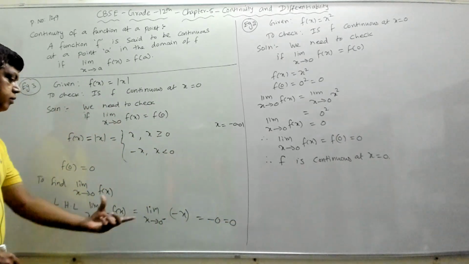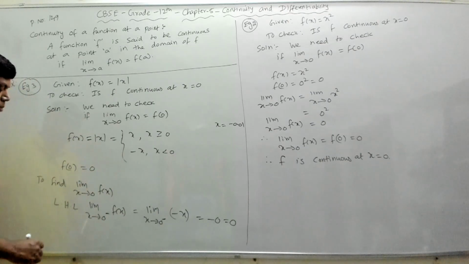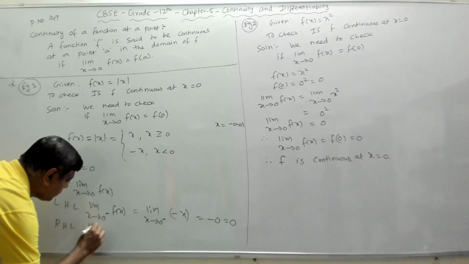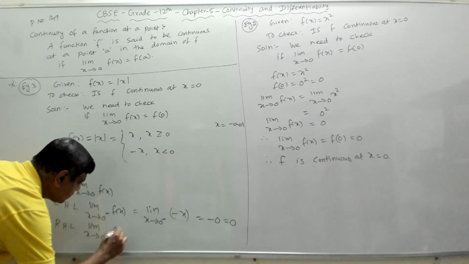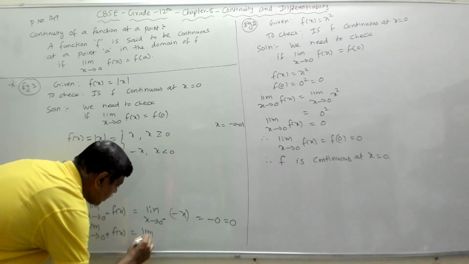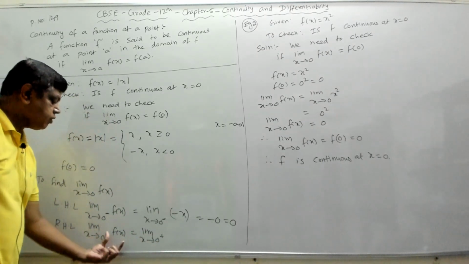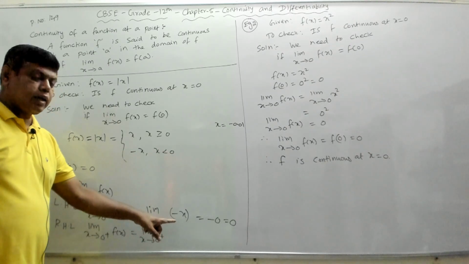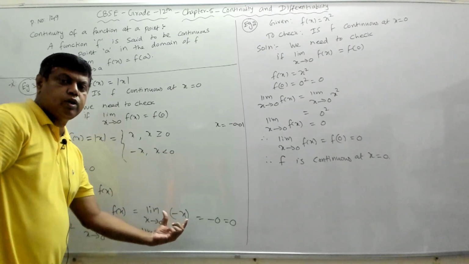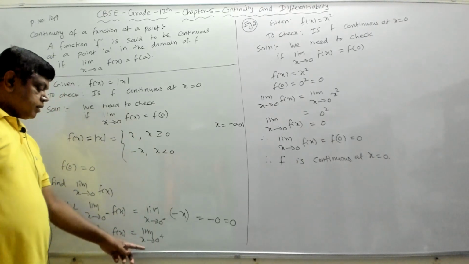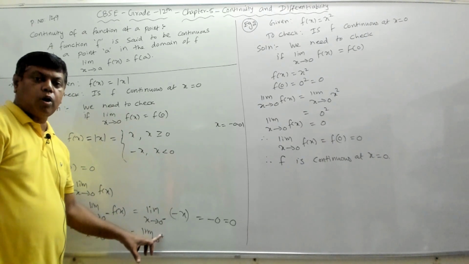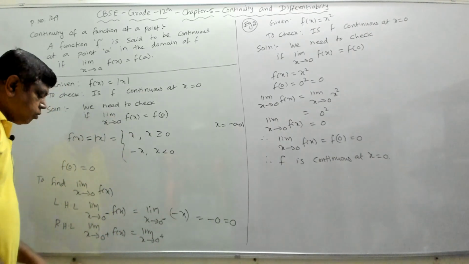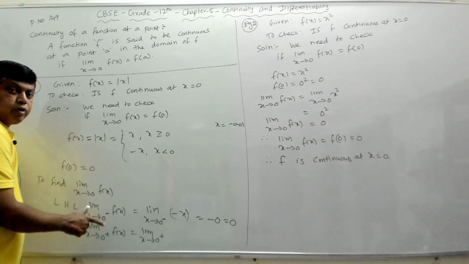So your left hand limit is 0. Now let's find our right hand limit. What is our right hand limit? RHL. Right hand limit is limit x goes to 0 plus f of x. Now here we need to decide which f of x we should use, whether x or minus x. In the earlier case of the left hand limit, since x was negative, we used minus x. Now x is approaching 0 with a plus on top of 0. If you put plus on top of 0, it is the right hand limit. If you put minus on top of 0, it is the left hand limit.